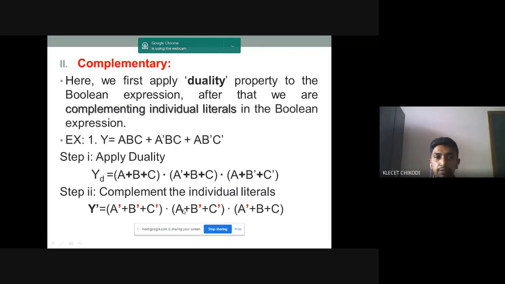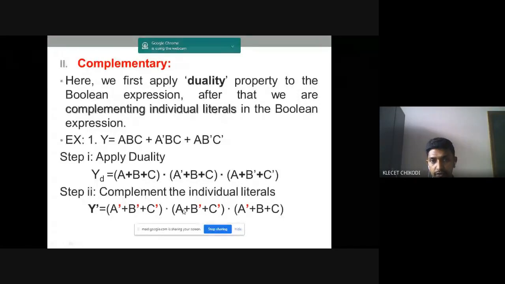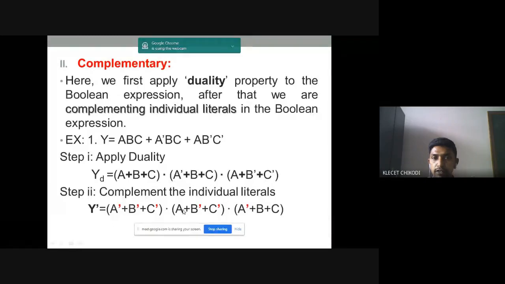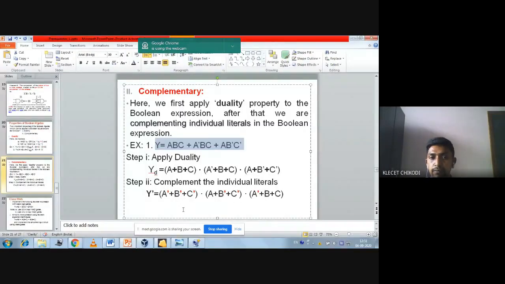If they are asking only to apply the duality property, you have to just replace dot with plus and plus with dot. If they are asking to apply the complementary property to the Boolean algebraic equation, then we have two steps. We have to first apply the duality property. After that, we have to complement the individual variables. So this complementary property is very important for your second module. So better, if you have any question, ask now only on the complementary property.